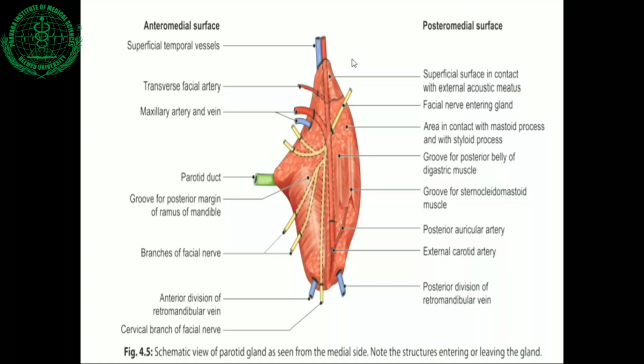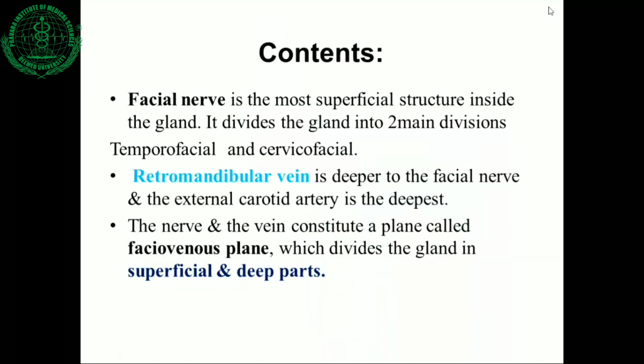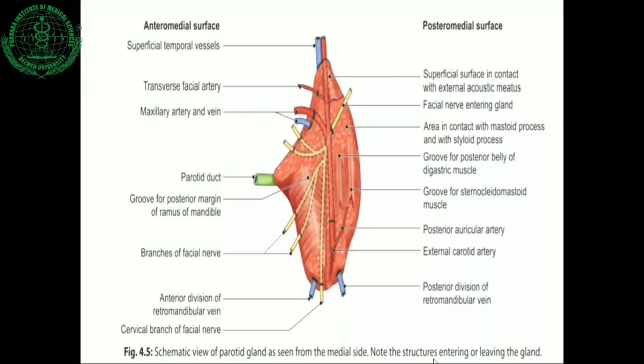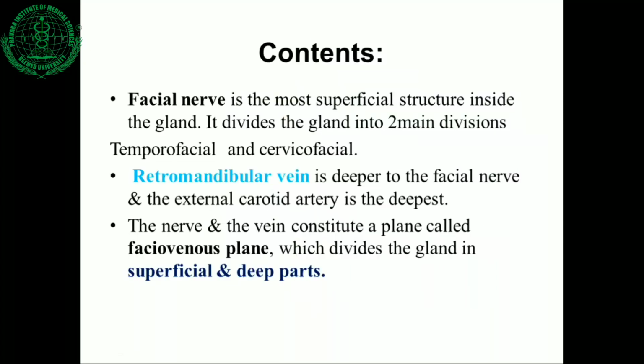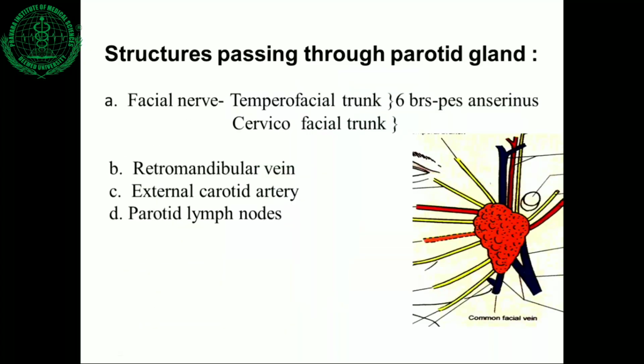So here you can see the yellow color has been shown for the facial nerve and its branches, like the buccal branch, cervical branch, and zygomatic branch. And here you can see the external carotid artery and its two terminal branches. This is regarding the structures which pass through the parotid gland.